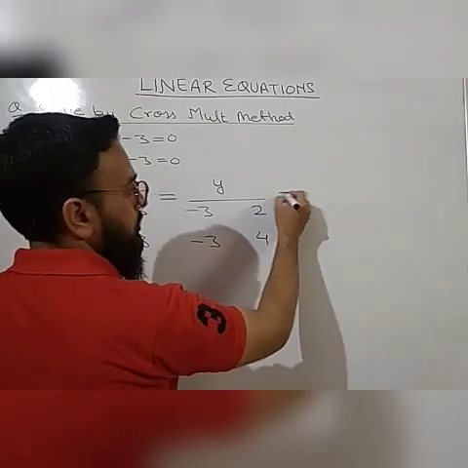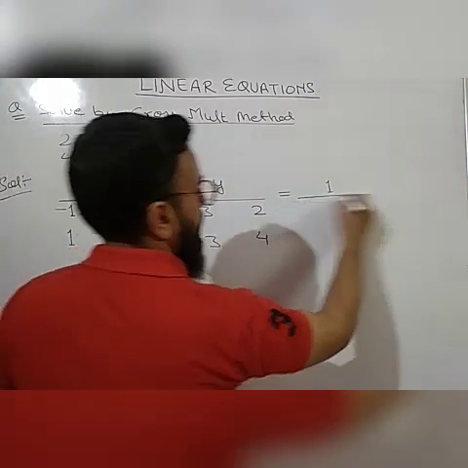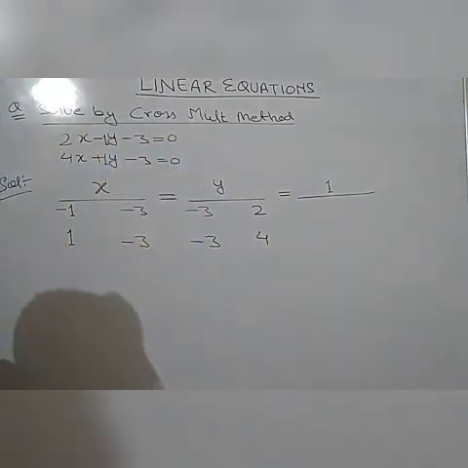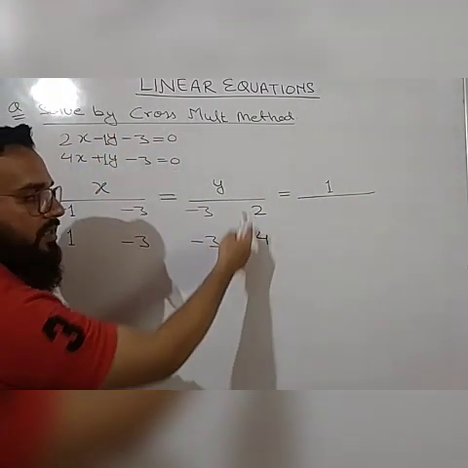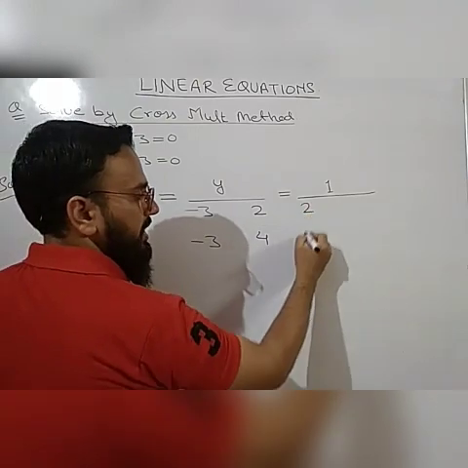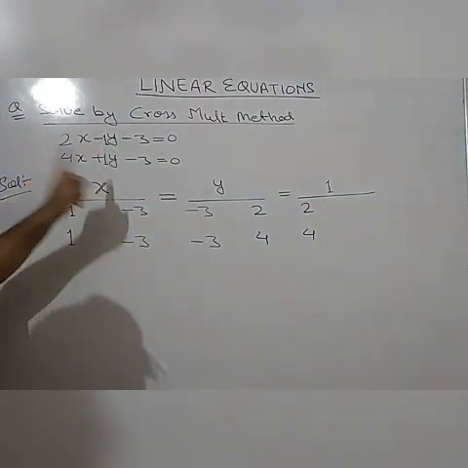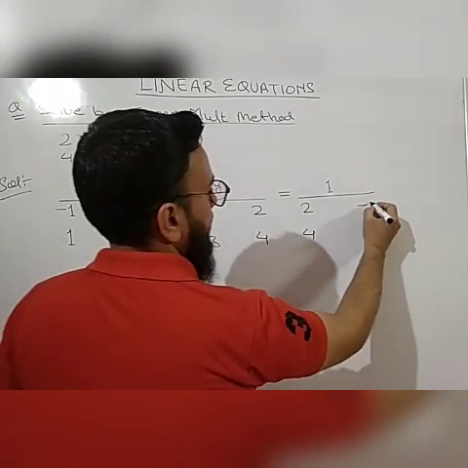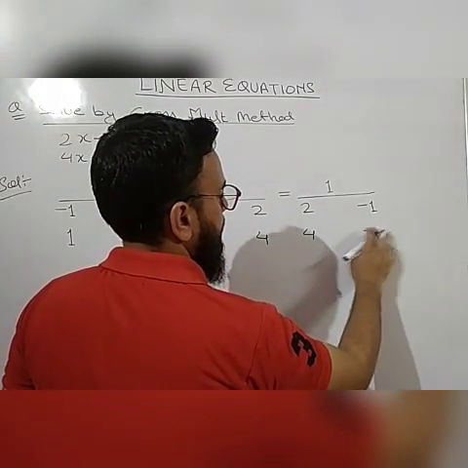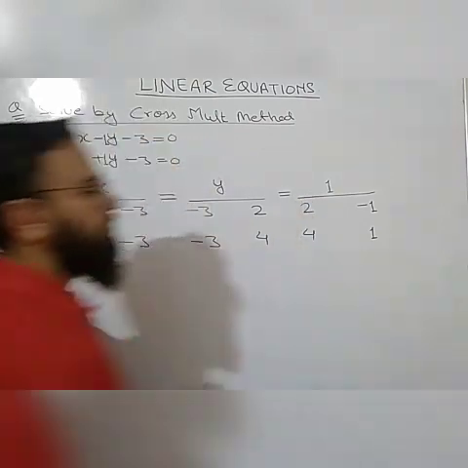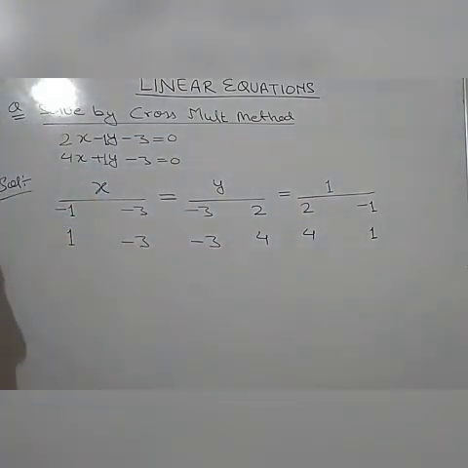It is equal to 1 upon. And what do we write in 1 upon? First write this term again, 2 and 4 repeated. And what is after 2 and 4? It is minus 1 and plus 1. So we will write here minus 1 and 1. So we have drawn the cross multiplication diagram.